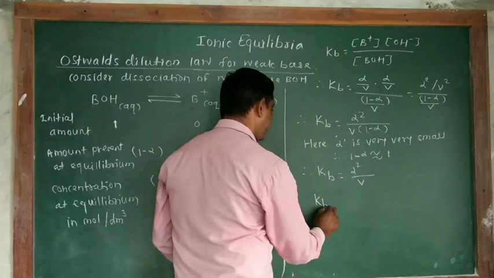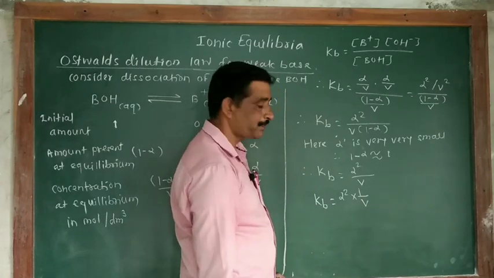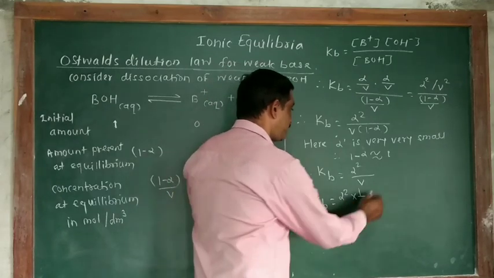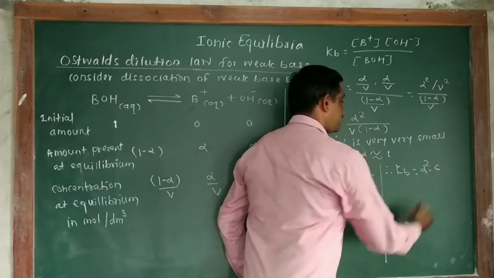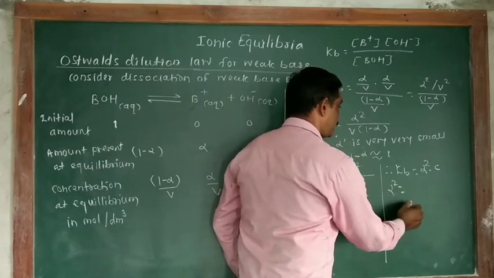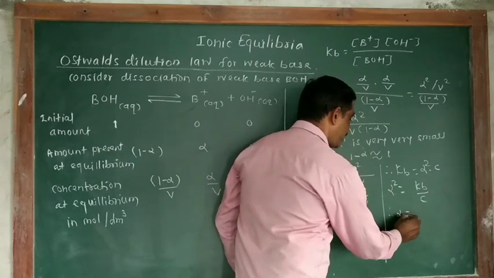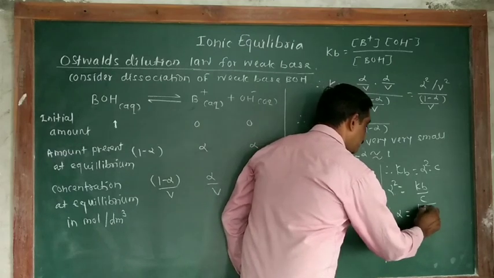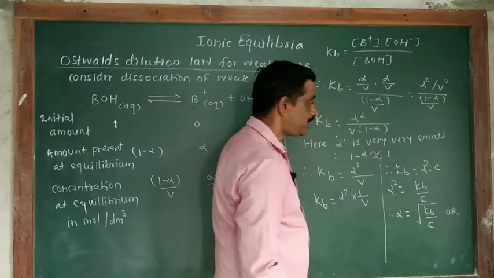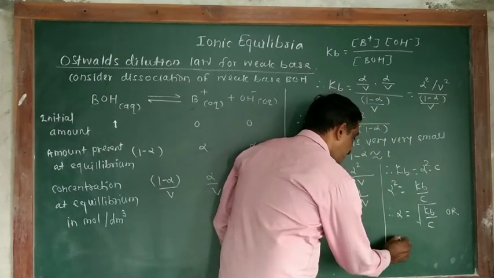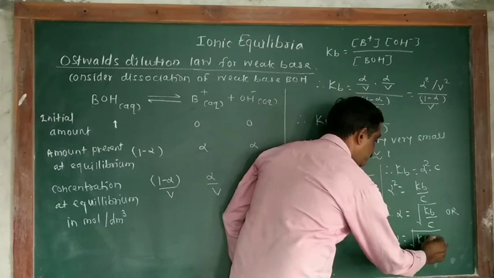So Kb is equal to alpha square multiplied by 1 upon V. But what is 1 upon V? 1 upon V is nothing but the concentration, and therefore Kb is equal to alpha square into C. So alpha square is equal to Kb upon C, and by taking the square root, alpha is equal to root of Kb upon C. Or, since 1 upon C is the volume, in another form, alpha is equal to root of Kb into V.